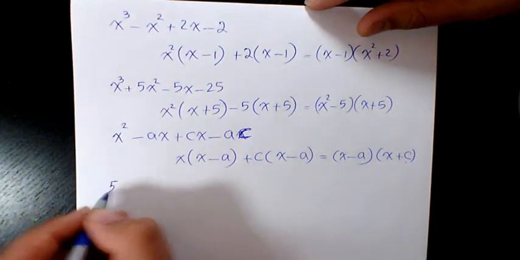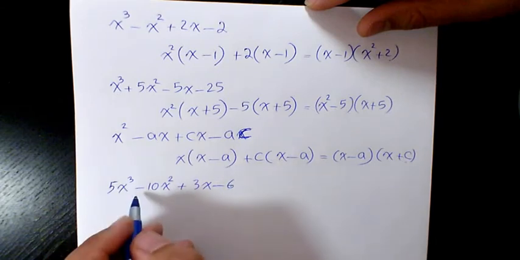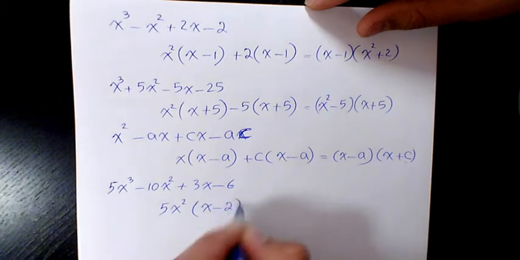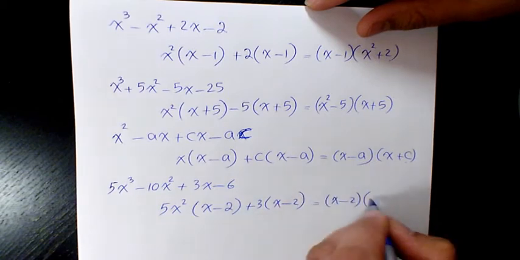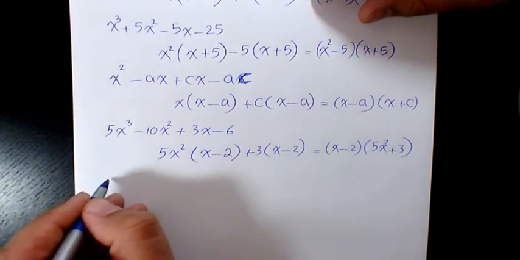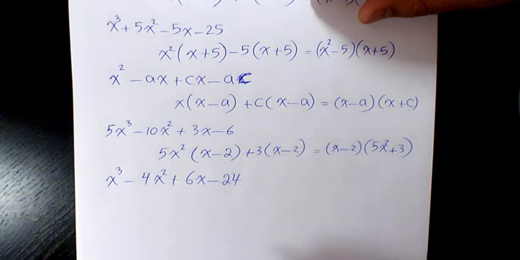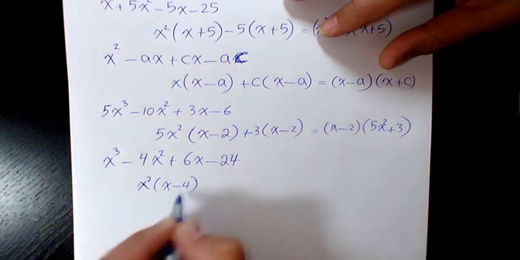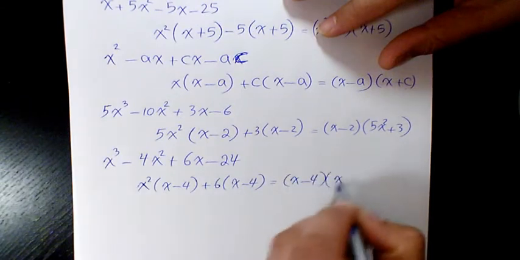Next one is 5x cubed minus 10x squared plus 3x minus 6. What you can do here, you factor 5x squared times x minus 2, 3 times x minus 2. Then you factor x minus 2, 5x squared plus 3. Next, x cubed minus 4x squared plus 6x minus 24. Here you can factor x squared, it's going to be x minus 4, and here you factor 6, it's going to be x minus 4. So it's going to be x minus 4 times x squared plus 6.